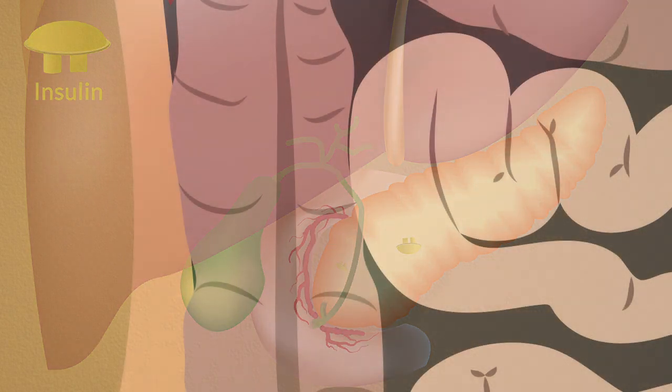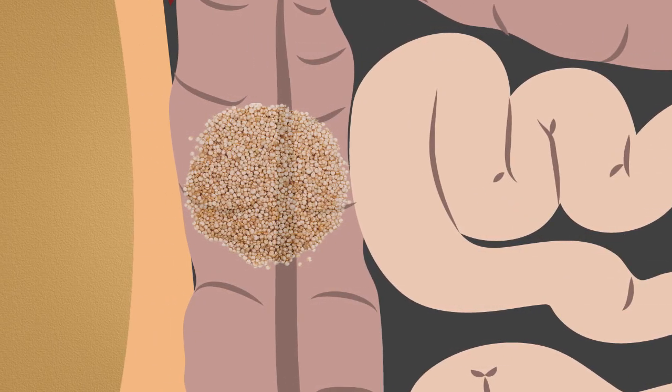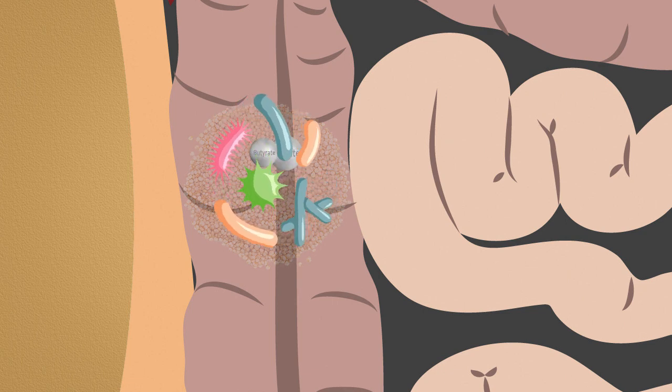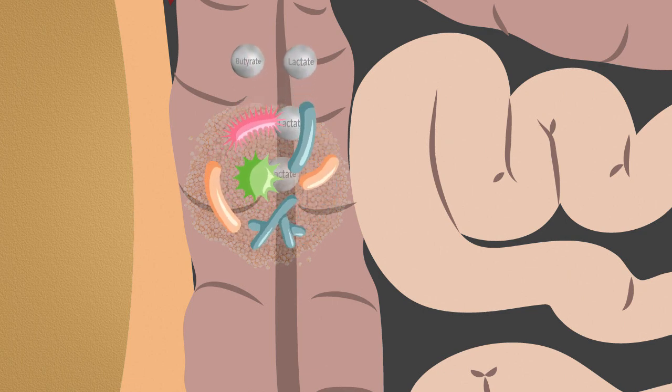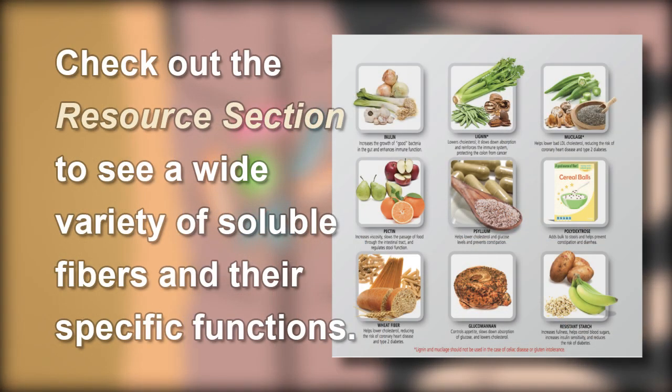Some soluble fibers are prebiotics. A prebiotic soluble fiber promotes the growth of beneficial intestinal bacteria. The intestinal bacteria digest insoluble fiber to produce fuel for nutrition and bioproducts for protection of intestinal cells. Check out the resource section to see a wide variety of soluble fibers and their specific functions.